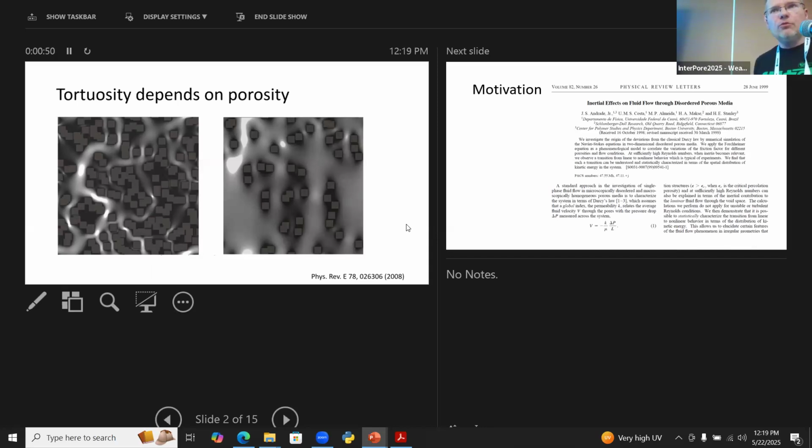In my group, we started research on tortuosity in 2008. There was a paper on classical tortuosity in pore scale fluid flow through random porous medium. What you see here is the effect of porosity on tortuosity of the flow. On the left-hand side, you have a lower porous medium; on the right-hand side, a higher porous medium. This shows how this talk will be structured, because today I will be telling you about the inertial effects in highly porous medium, as well as in the low porous medium.